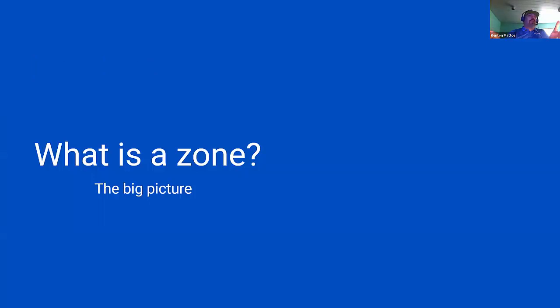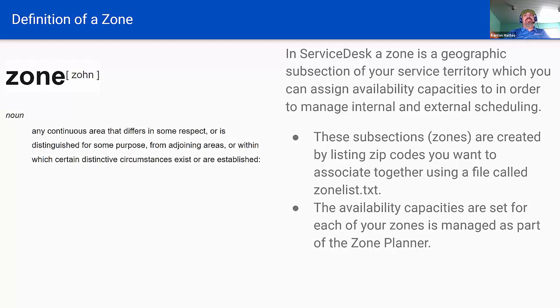So what is a zone? This is a big picture question. The definition of a zone is that it's a noun and it stands for a continuous area that differs in some respect or is distinguished for some purpose from adjoining areas, or within which certain distinctive circumstances exist or are established.